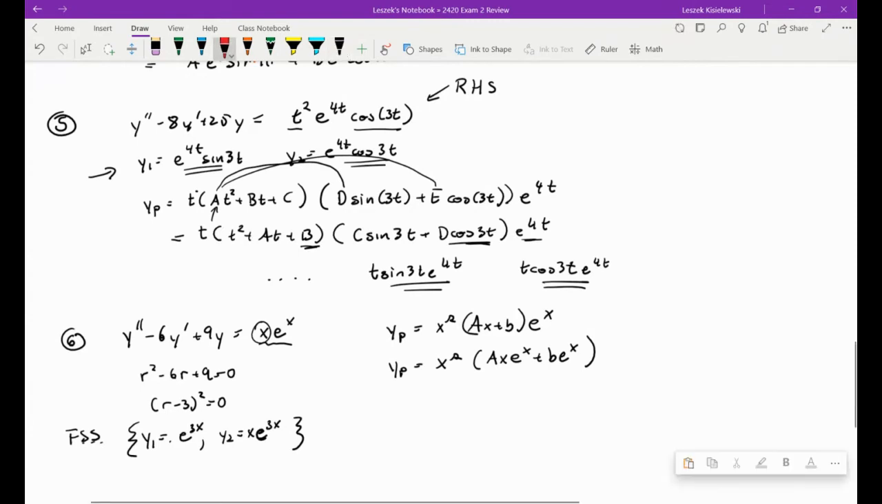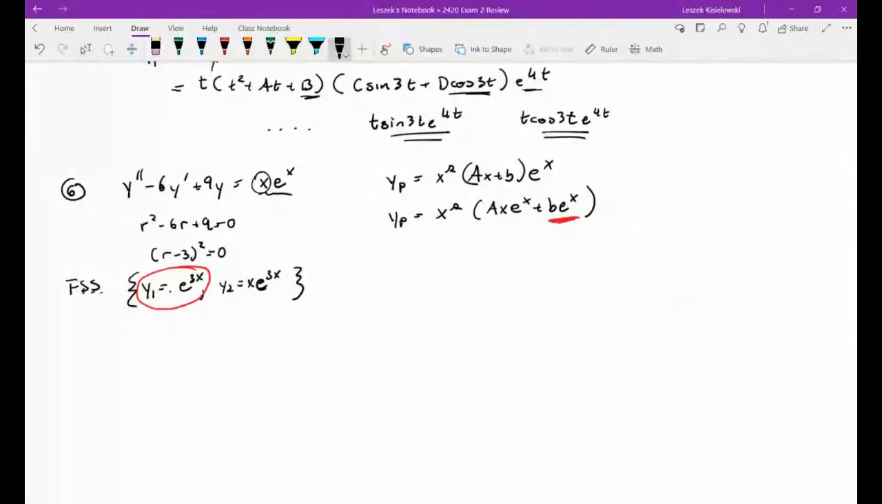So looking at this term, we see that it looks like y1 in the fundamental solution set. Oops, wait a minute. Oh my gosh. I apologize, I missed writing a 3 over here. Right, so we look at that term and we see that it matches one of these guys, right? So we know that s has to be at least 1.